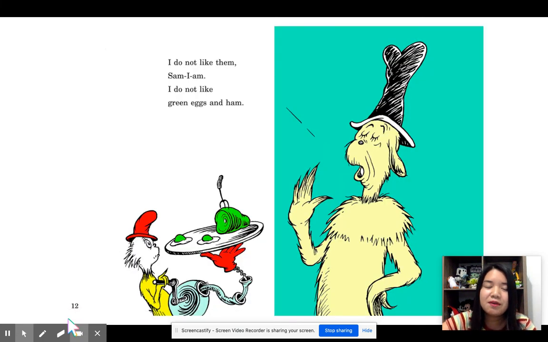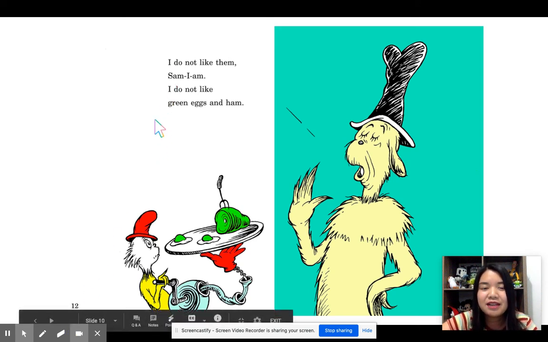And I'm going to show you an example of how you can use these thick and thin questions for reading a story. So this is from Green Eggs and Ham. And now I know a lot of you read Green Eggs and Ham already, which is why I'm using this as an example. This is a page from the text. It says, I do not like them, Sam I am. I do not like green eggs and ham.